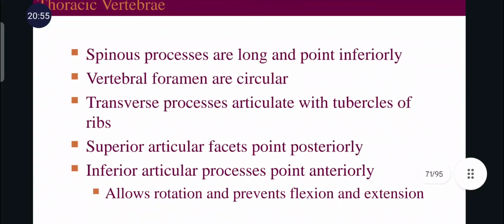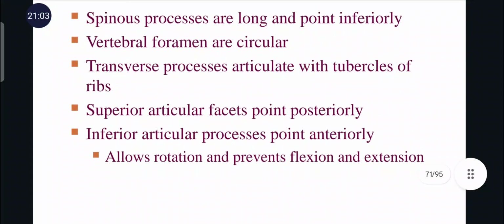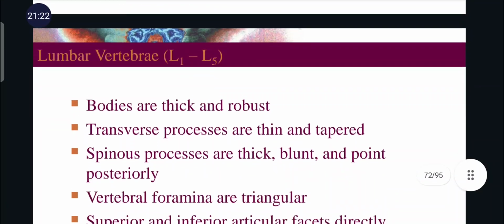Thoracic vertebrae have spinous processes which are long and point inferiorly. They also contain vertebral foramen which are circular. Transverse processes articulate with the tubercles of the ribs. Superior articular facets point posteriorly. Inferior articular processes point anteriorly. The movement which they allow is rotation, and they prevent flexion and extension.